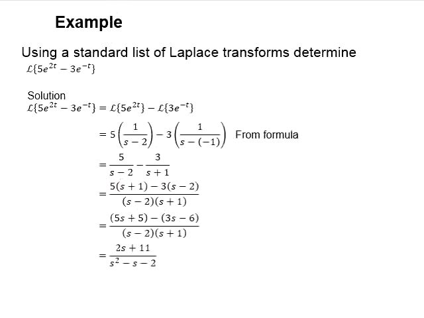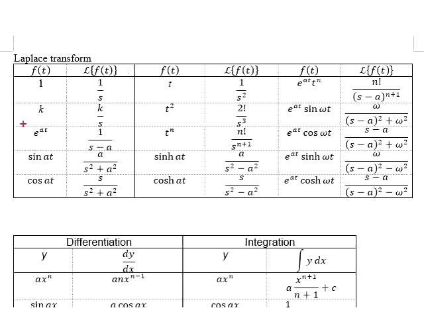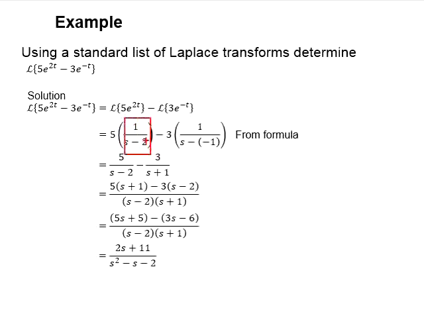Let us try another example. You are asked to do the Laplace transform of this, which can be expanded into the two terms here, which you can do the Laplace transform separately. You may take out the constant number 5, leaving you doing the Laplace transform of e to the power of 2t. The formula is given here. The a here is equal to 2. The Laplace transform will be 1 per s minus 2, which is this.